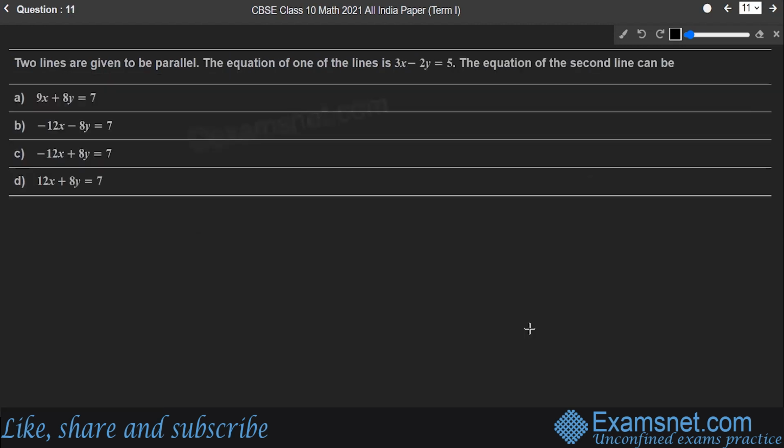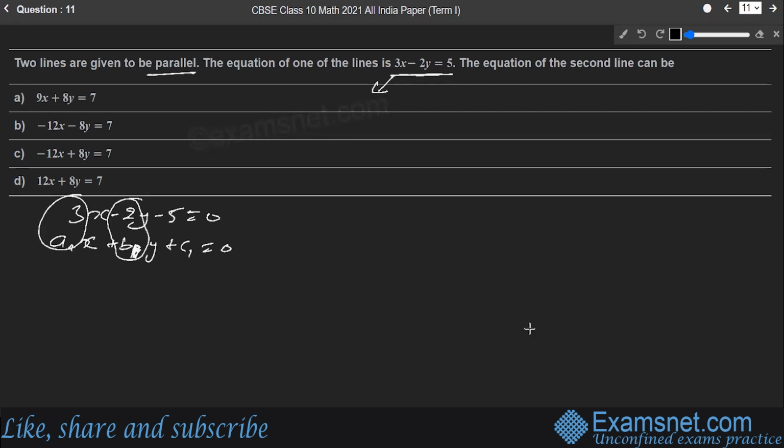Next one, two lines are given to be parallel. The equation of one of these lines is 3x minus 2y equal to 5. The equation of the second line can be, okay. Let us rewrite this equation as 3x minus 2y minus 5 equal to 0. If we relate this with a1x plus b1y plus c1 equal to 0, we get a1 as 3, b1 as minus 2, and c1 as minus 5. These are the values we are getting. Now the two lines have to be parallel, so let's assume the second line.